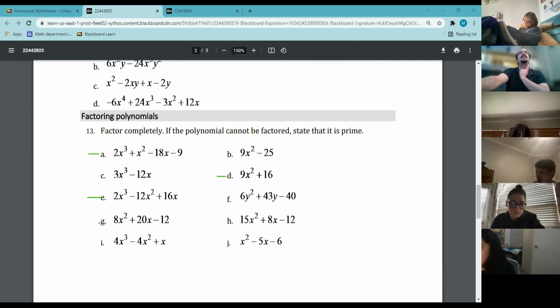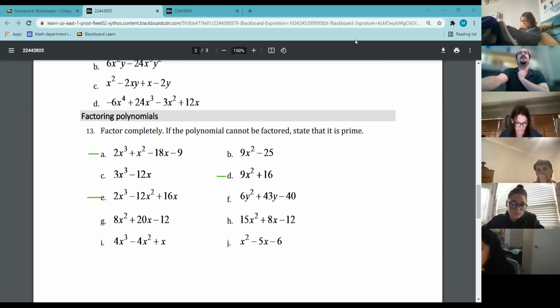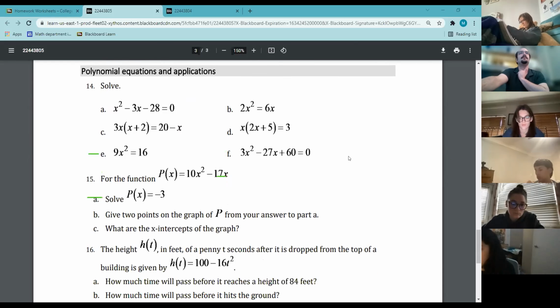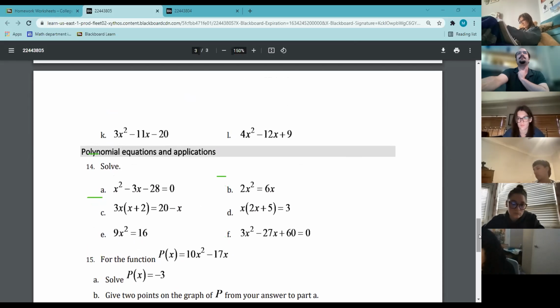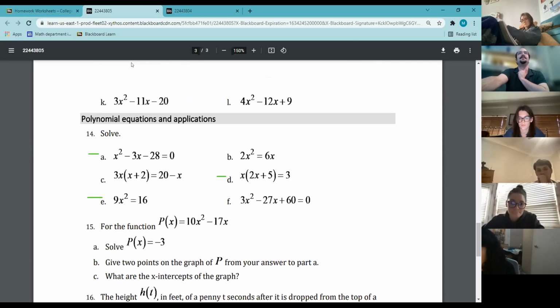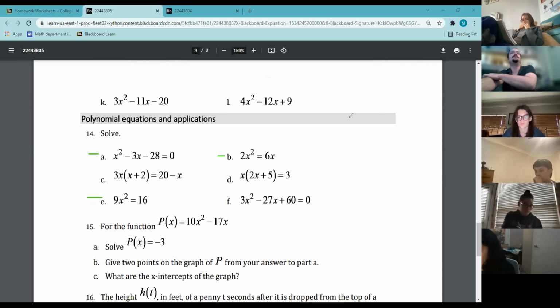I want to do A, D, and E on 13. So this one is just factoring, right? And then on 14, I want to do A, B, and E. I want to do A, B, and E. Yeah, I haven't finished those yet. Okay, I'll give y'all more time on them.